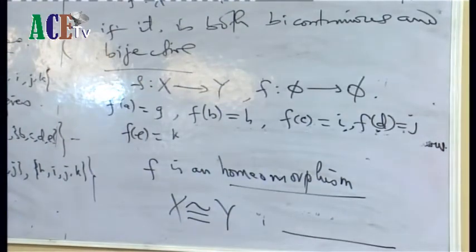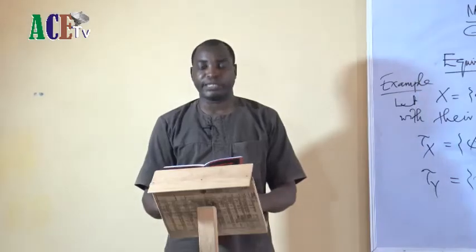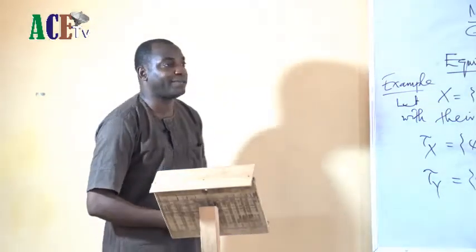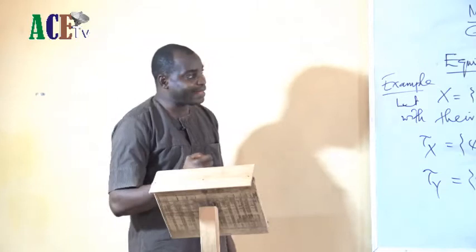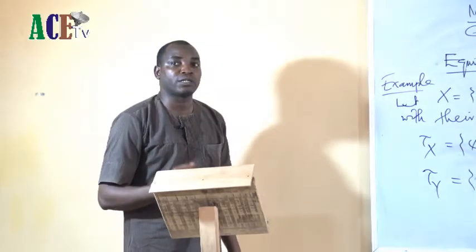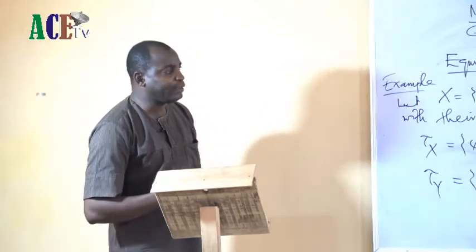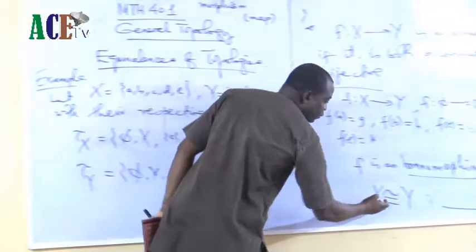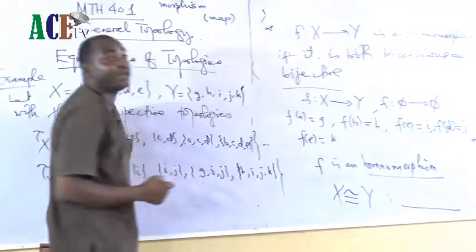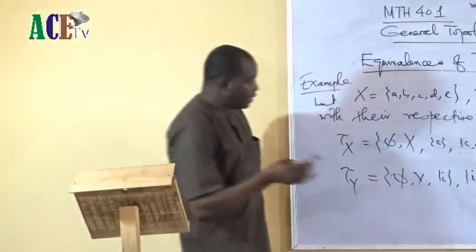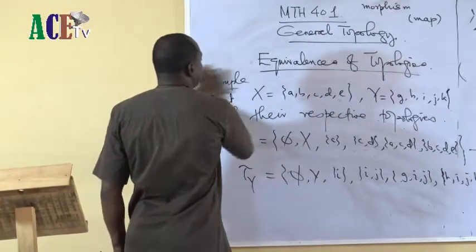Now we want to see a situation where you have three topological spaces. Can there exist a homeomorphism between three topological spaces? And can we claim that this relation between topologies is an equivalence relation? Let's take a look.